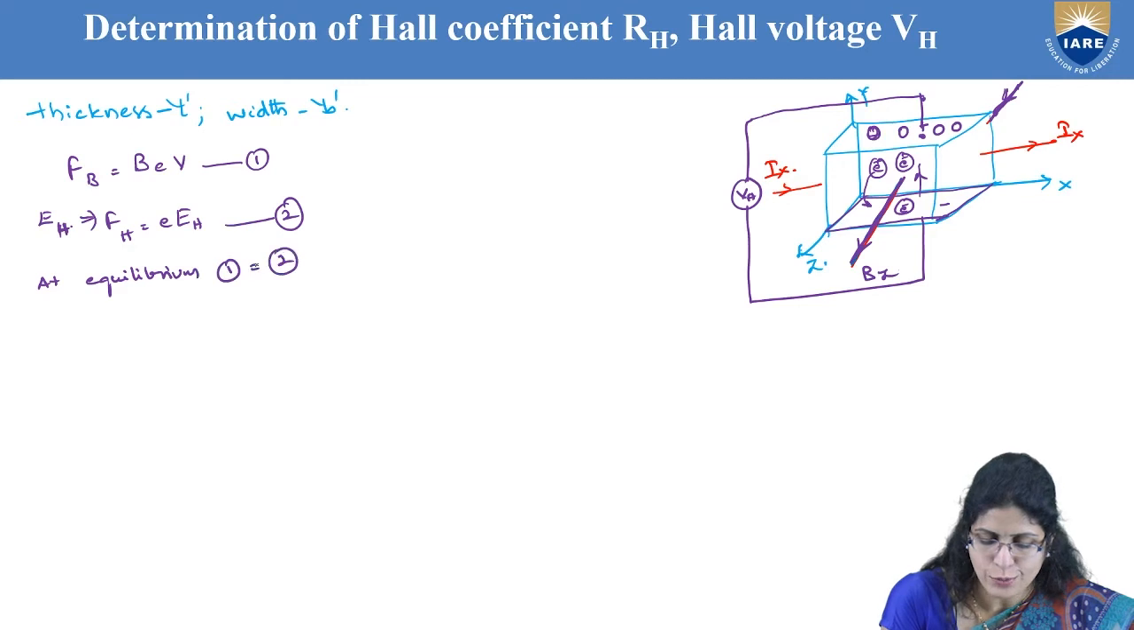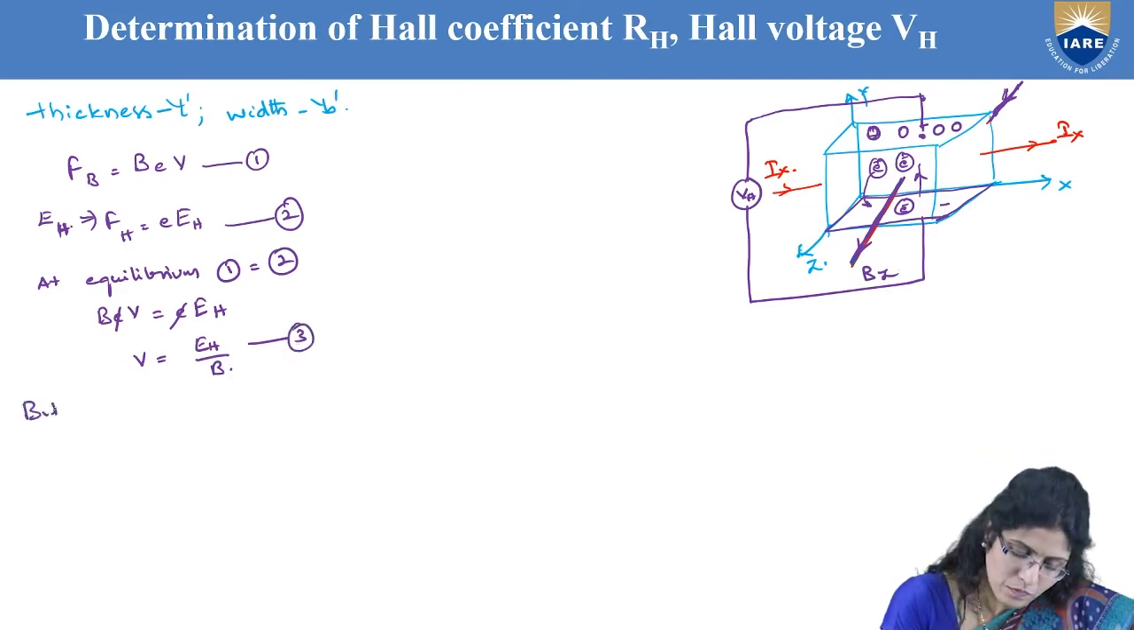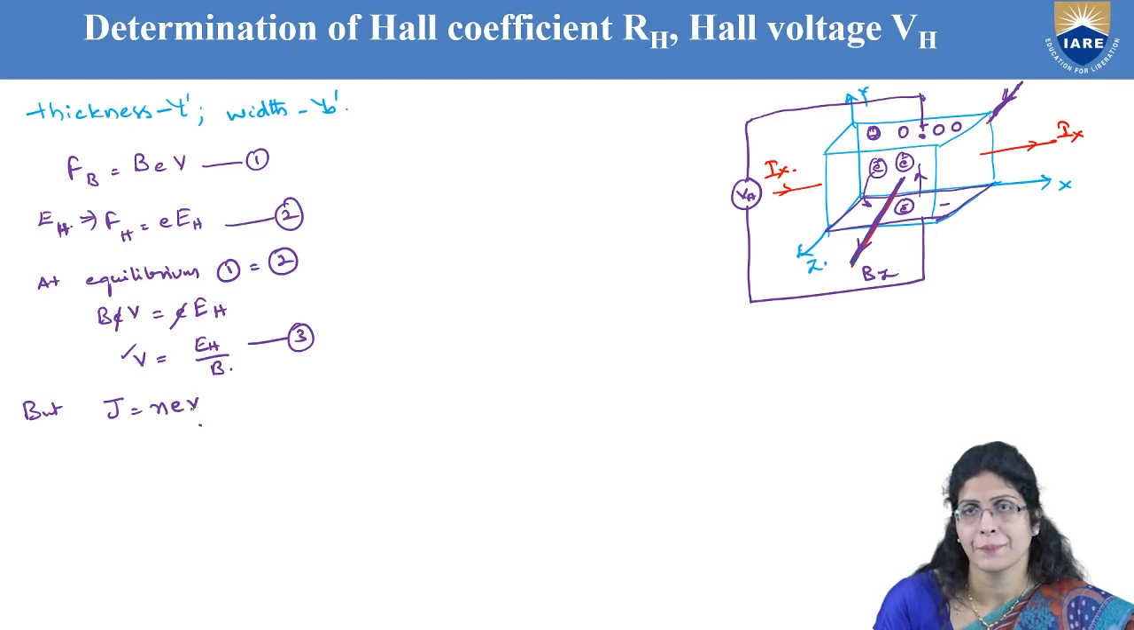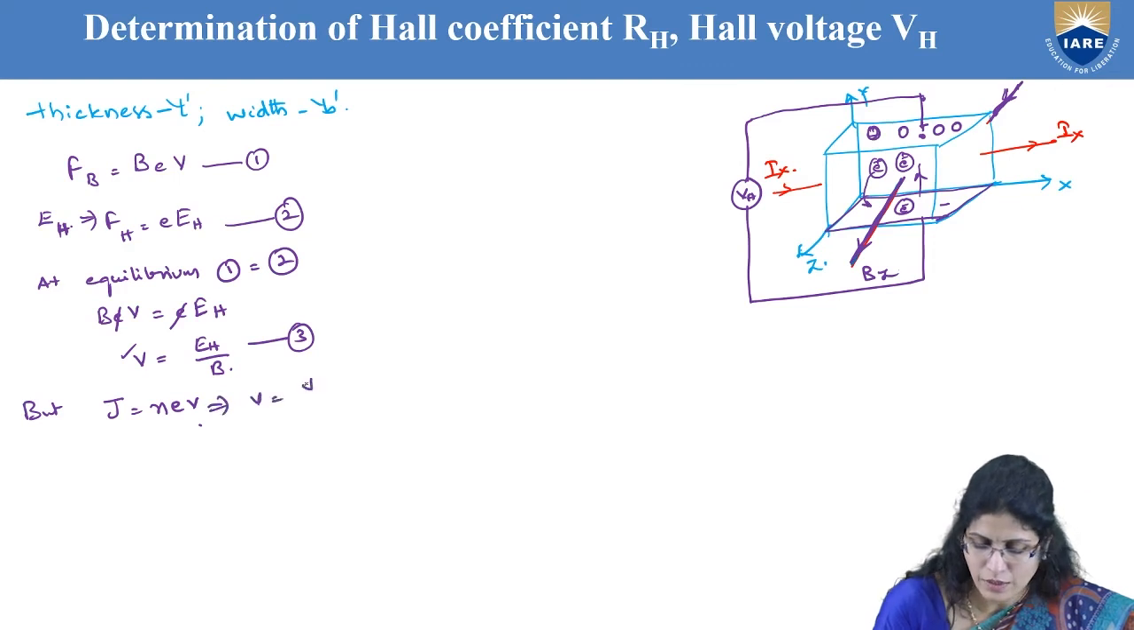one will be equal to two. So 1 equals 2, in the sense BeV, where V is the velocity, is equal to e times EH. The e cancels and you get V equal to EH by B. Let me take it as equation number 3. But we know, let's write the current density J in terms of velocity. If there are N electrons with charge e, then J is NeV, where V is mostly the drift velocity of the electrons. From this, V is equal to J by Ne. Let this be equation number 4.